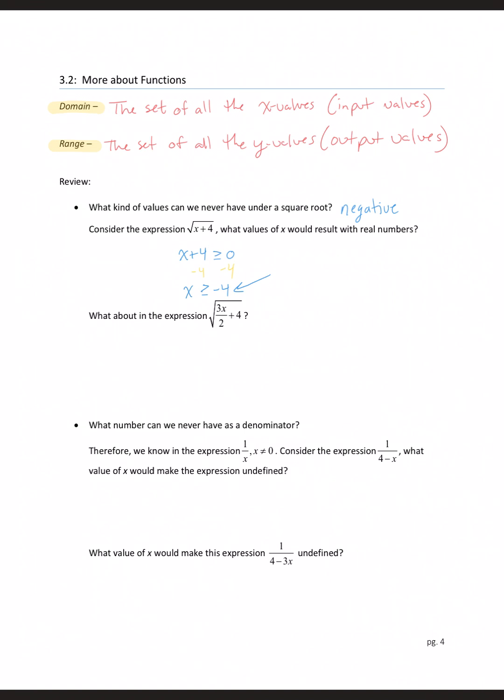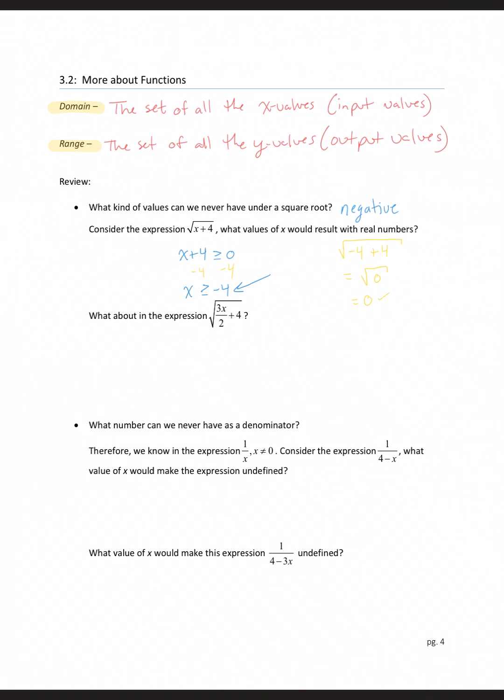So as long as our value of x right here is greater than or equal to negative 4, it would produce a real number. And we can check that. For example, if we have the square root of negative 4 plus 4, well, negative 4 plus 4 is 0. The square root of 0 is just a 0. So we know that works.